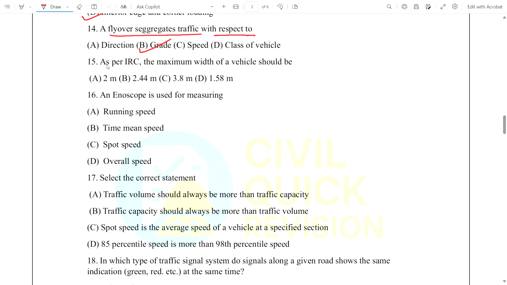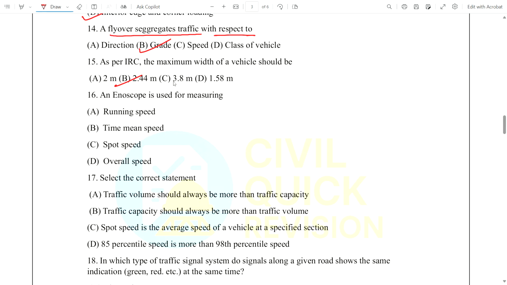Now question number 15, as per IRC, the maximum width of a vehicle should be, as I have already told in one of my previous classes, that I will discuss with you. It is almost about 2.5 meter. So our vehicle width will definitely be less than 2.5 meter. So it is 2.44 meter. You can just remember this.